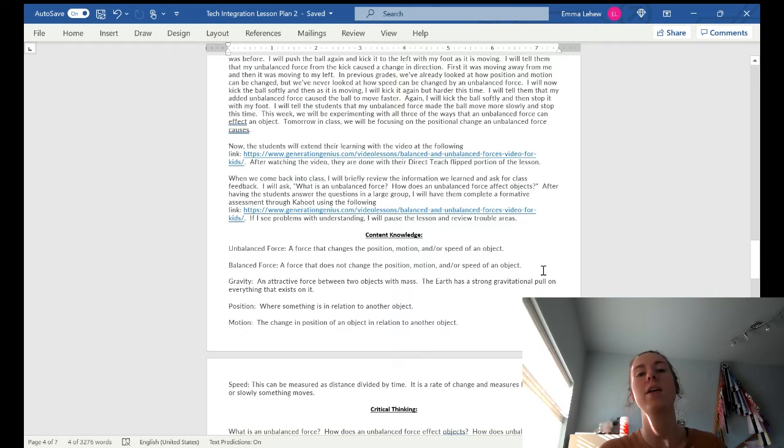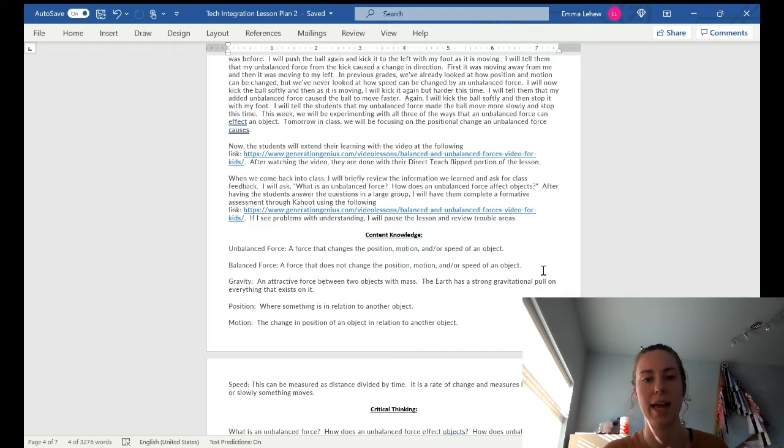And then I would finish up direct teach when we came into class the next day. I would have a Kahoot basically as a pre-assessment to see how much they learned from the flipped portion. And I would ask, what is an unbalanced force, to make sure that they understand that and how does it affect objects. They could write that on whiteboards, they could just call out, cold call, anything like that.